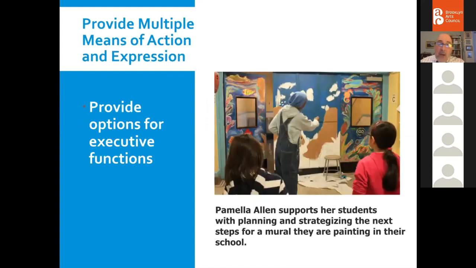And the last guideline under action and expression is options for executive functions. This is about thinking about being strategic. It's about supporting planning and monitoring progress. And here we see an example of a teaching artist, Pamela Allen, working with students who are creating a mural in their school. Here they're talking about what's going to happen next.